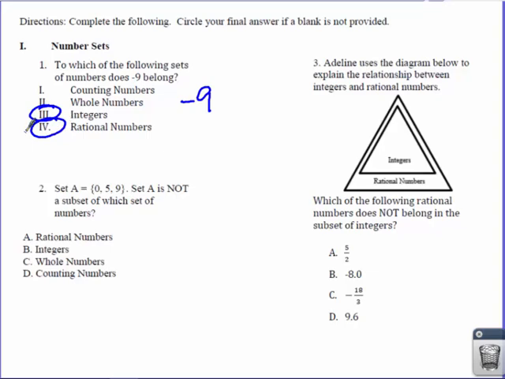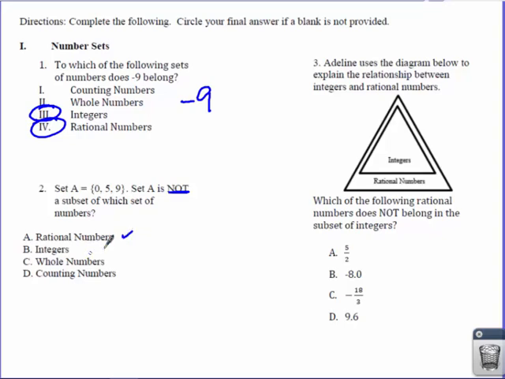Okay, number 2. Set A, the numbers 0, 5, and 9. Says set A is not a subset of which set of numbers? Subset means just a part of. Okay, so we look at 0, 5, and 9. Is that a rational number? Yes, every one of those are rational numbers. So that one is an okay one, but we're looking for which one is not a subset. This is a subset of rational numbers.